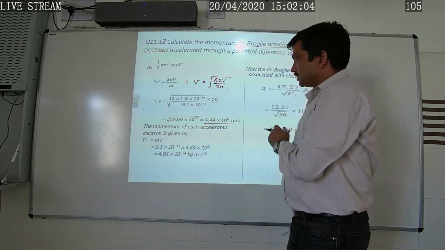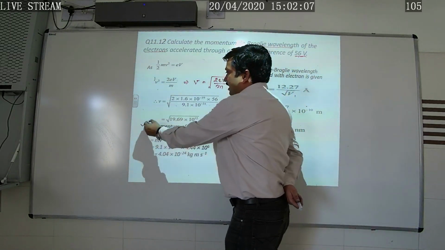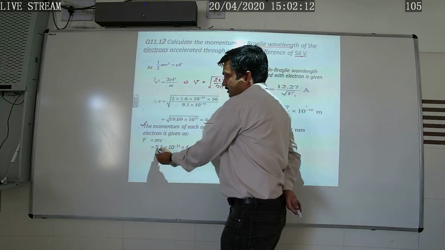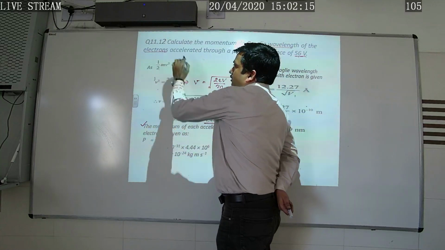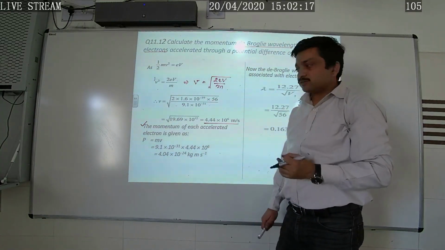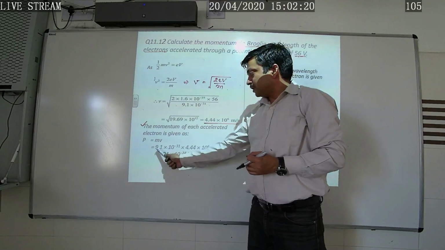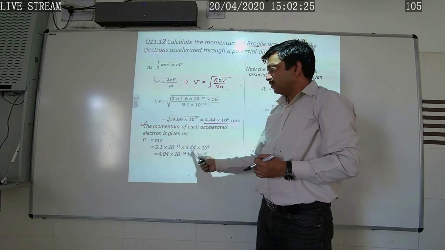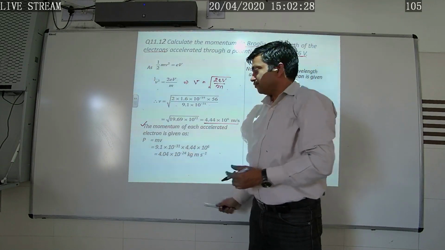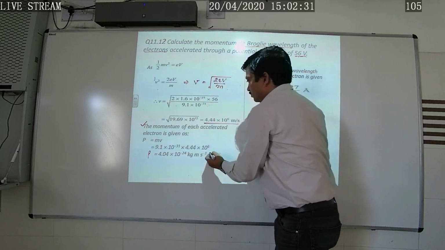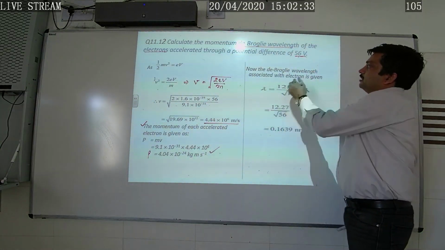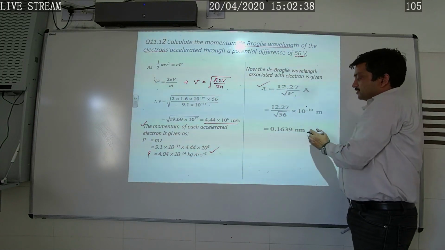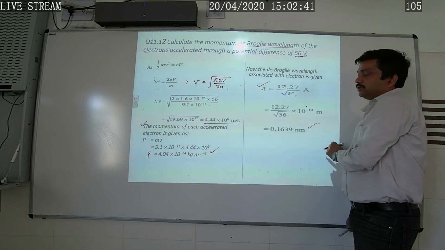meter per second. Further, the momentum of each accelerated electron is given by p equals m v. And what is the m here? We want to find the momentum of electrons, so m is the mass of the electron, 9.1 times 10 to the power minus 31 kilogram, and with the v value, simply multiplying this, we got the momentum p equals this much. And the rest, the de Broglie wavelength associated with the electron, we can calculate directly from the formula, and in this way, after calculating it, we got the required answer.